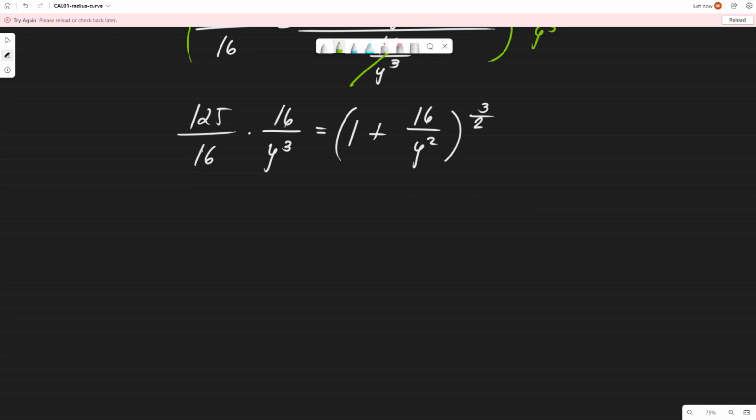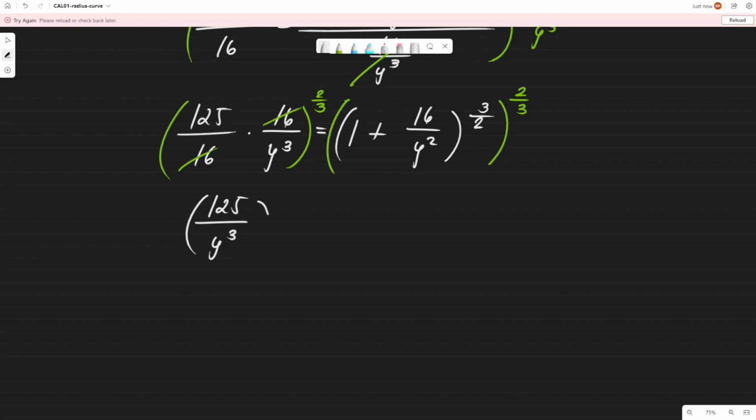Okay, so cancel, cancel. Then, para matanggal natin si 3 over 2, i-raise ko yung ating buong equation sa 2 over 3 naman. Kasi 'di ba? Remember, if we have exponent of an exponent, i-multiply lang natin dalawa. Eh kapag nag-multiply tayo ng isang number to its reciprocal, 1 yung lalabas. Tama? So, also with this one, this will be 2 over 3. So, therefore, we have 125 over y cubed raised to 2 over 3. Okay, so this is equivalent to 1 plus 16 over y squared na lang. So, cancel na to.